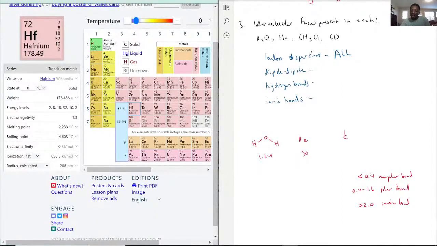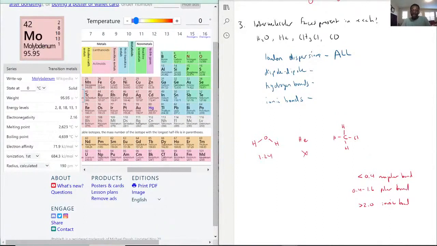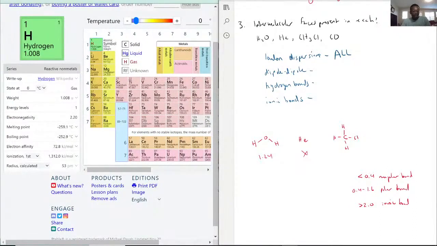CH3Cl looks like this. The one we focus on is the bond between the carbon and the chlorine. If you did the carbon and hydrogen, just as context, carbon has 2.55 and hydrogen has 2.20. So the difference is 0.35, which makes it a non-polar covalent bond, which is why we don't count it. That's not going to exert a dipole-dipole interaction, because there's not really any preference the electrons have on which side they want to be on. There's no positive or negative ends.